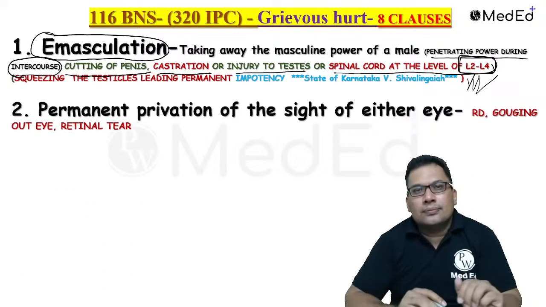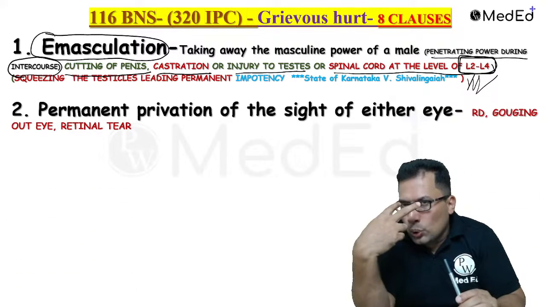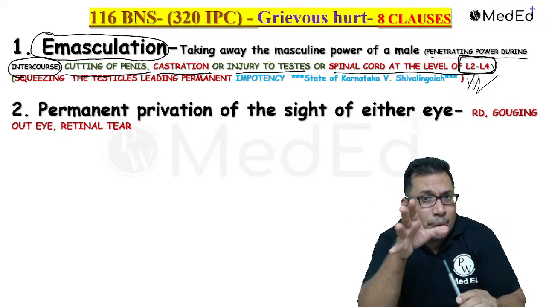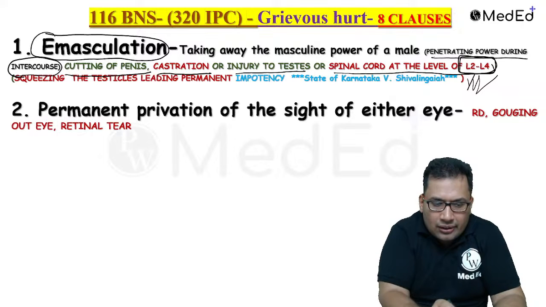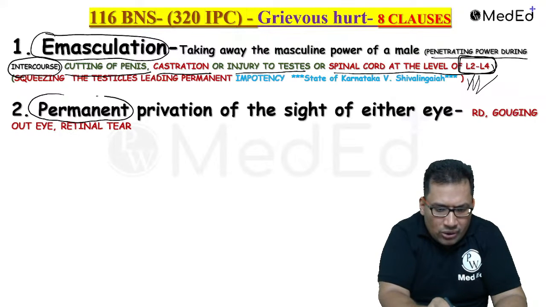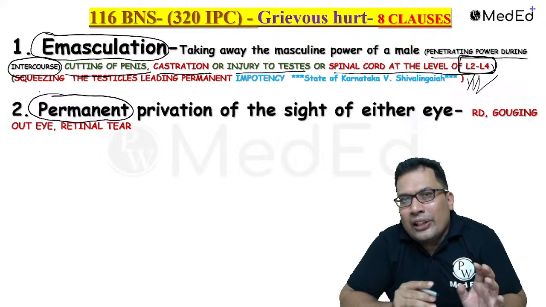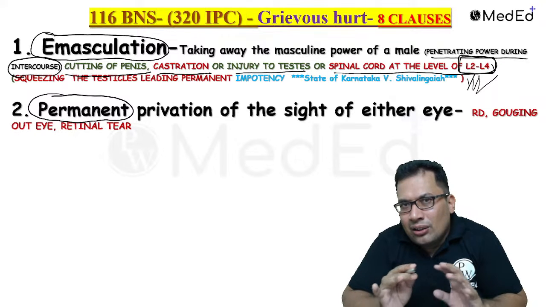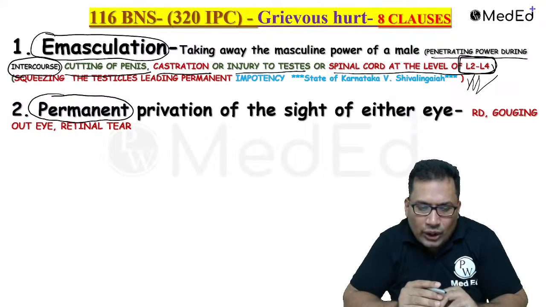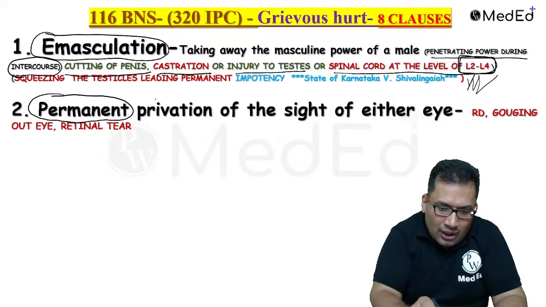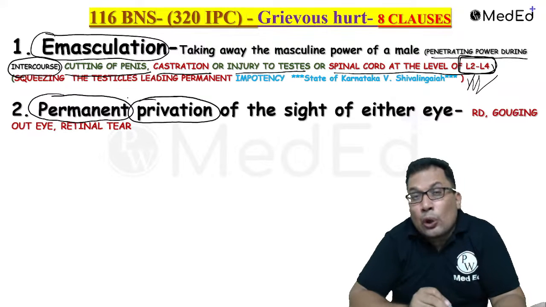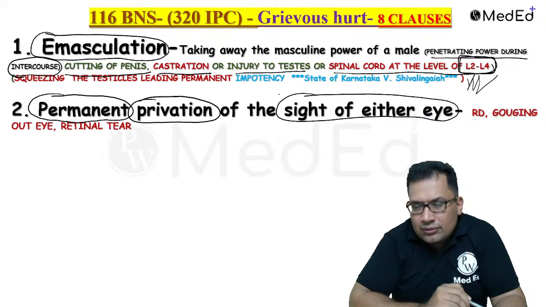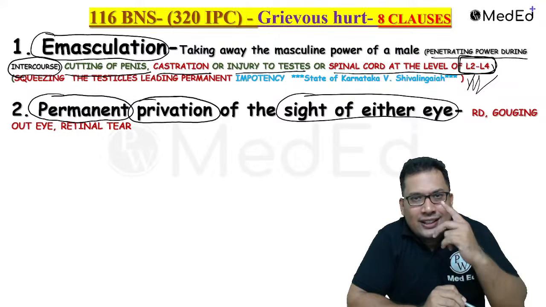Clause number 2. Remember how to remember clause number 2? 2 eyes. So it is related to vision. But in exam, your answer should be like this. Permanent. Every word is important in forensic medicine. It's a medico-legal subject. Every word is important, so that can be cross-questioned in your courtroom procedure. Okay? Permanent. It is a permanent damage. Privation. Privation means loss. Permanent privation of sight of either eye. 2 eyes, either eye.